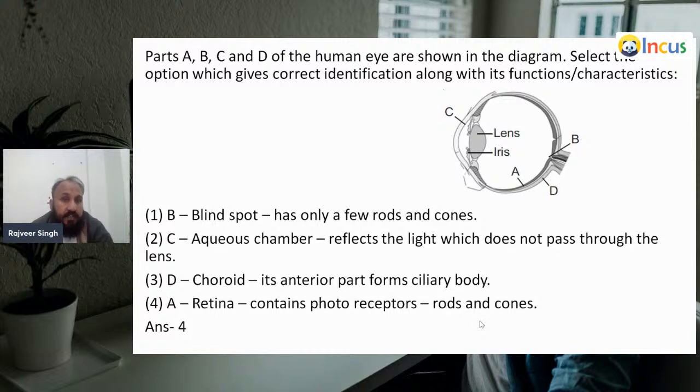Right. So lens and iris are given. So A, first option, B is the blind spot, has only a few rods and cones. This is absolutely wrong. C, aqueous chamber, and reflects the light rays, does not pass through the lens. So this is not right. Okay, now D, choroid is an anterior part of the ciliary body. A, retina contains photoreceptors, rods and cones. Answer will be fourth. Retina contains photoreceptors, rods and cones. This is the right answer.